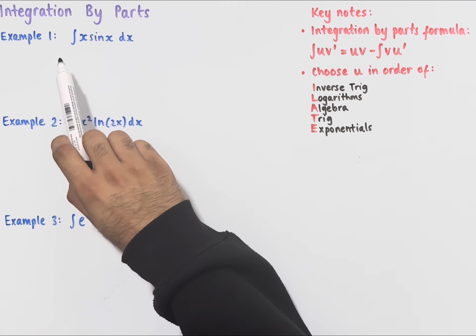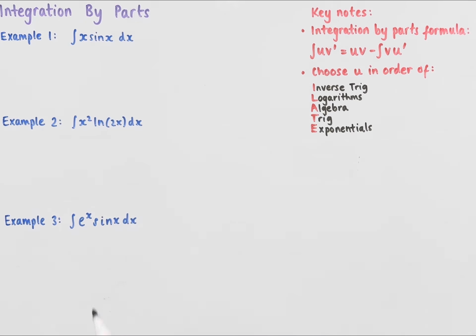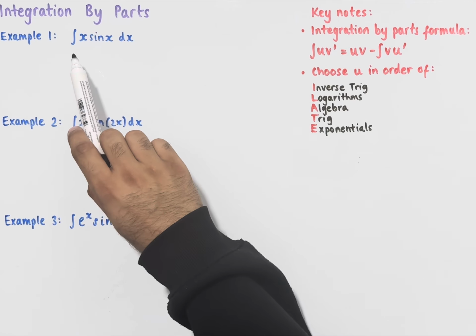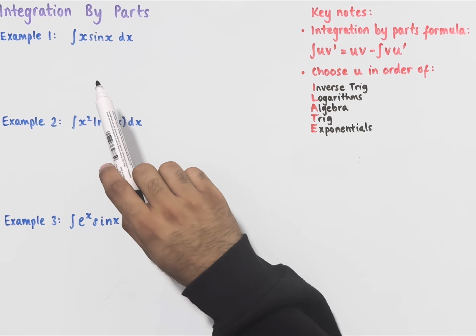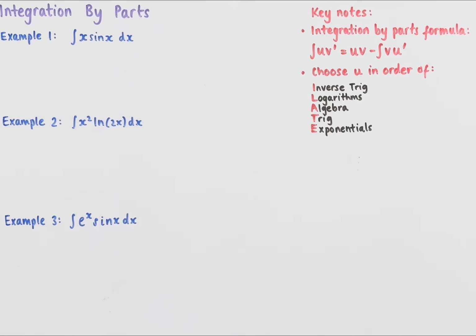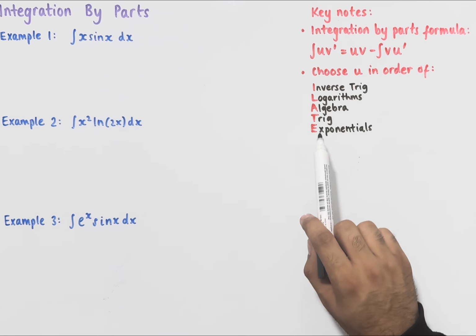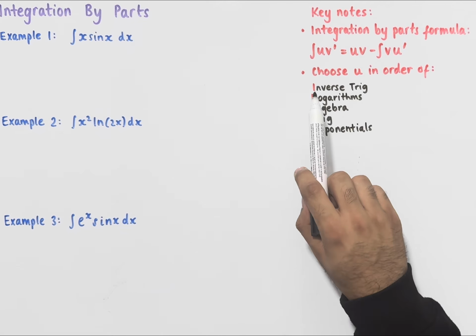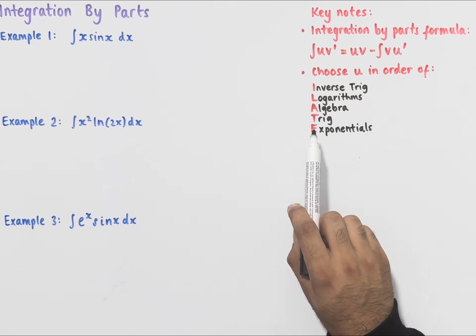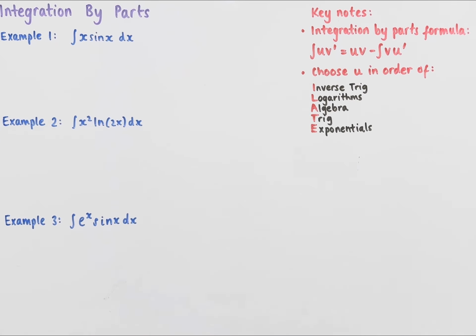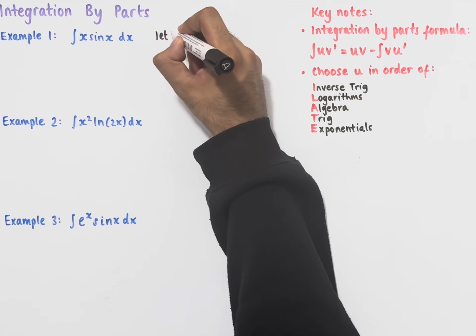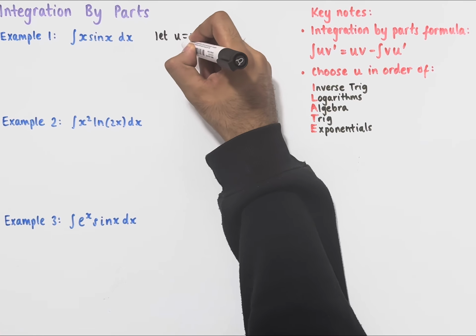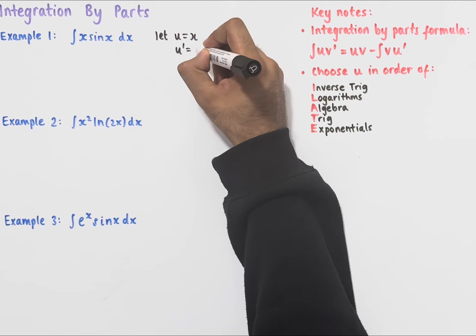The first example says integrate x sin x with respect to x. Now since we have a product with algebra and trig involved, we can use integration by parts to integrate this. So we choose u in the order of ILATE. In this case we have algebra and trig involved, and so using ILATE we label u as the algebra, which is x. So we have let u equal x, then u' equals x differentiated, which is 1.